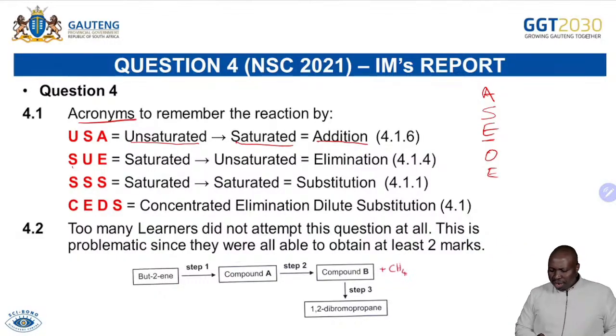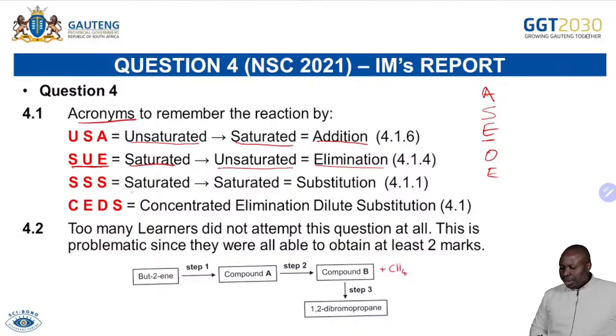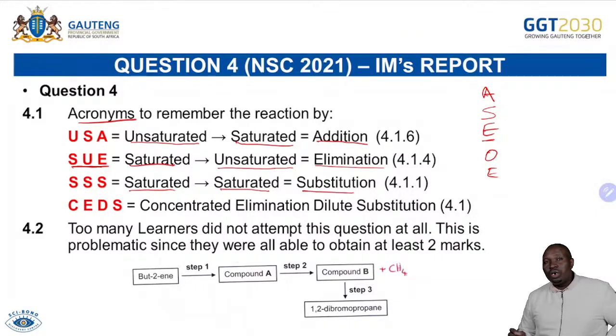And you have SU. SU stands for when you have saturated becoming unsaturated; we call the reaction elimination, which means the formation of double bonds. Sorry, when you have saturated forming other saturated compounds, the reaction is called substitution. So you got to have that.